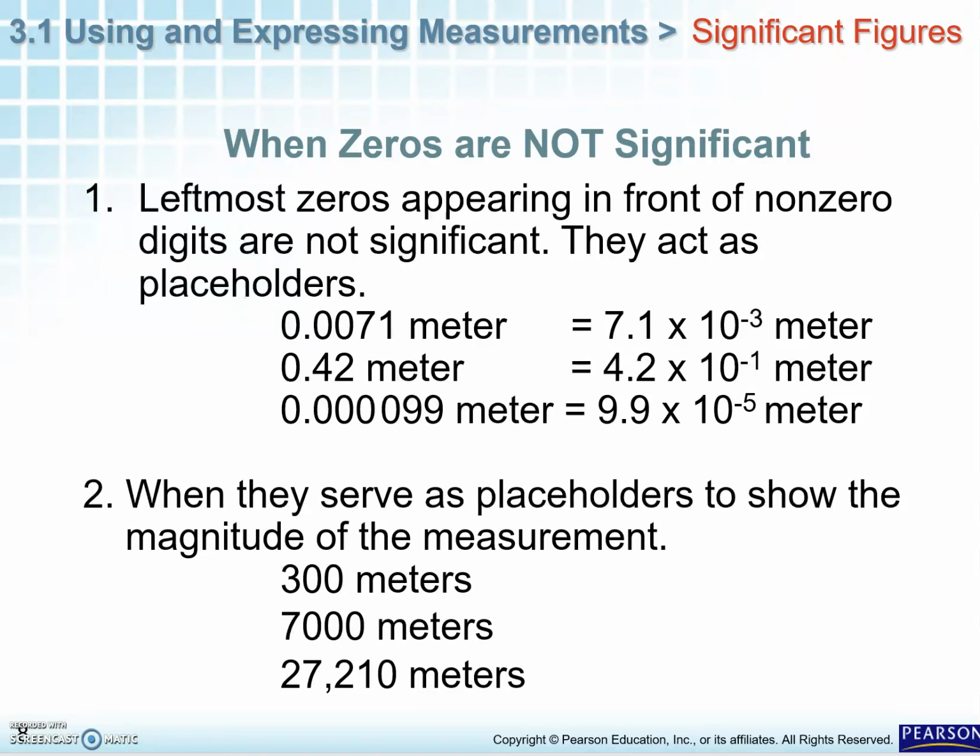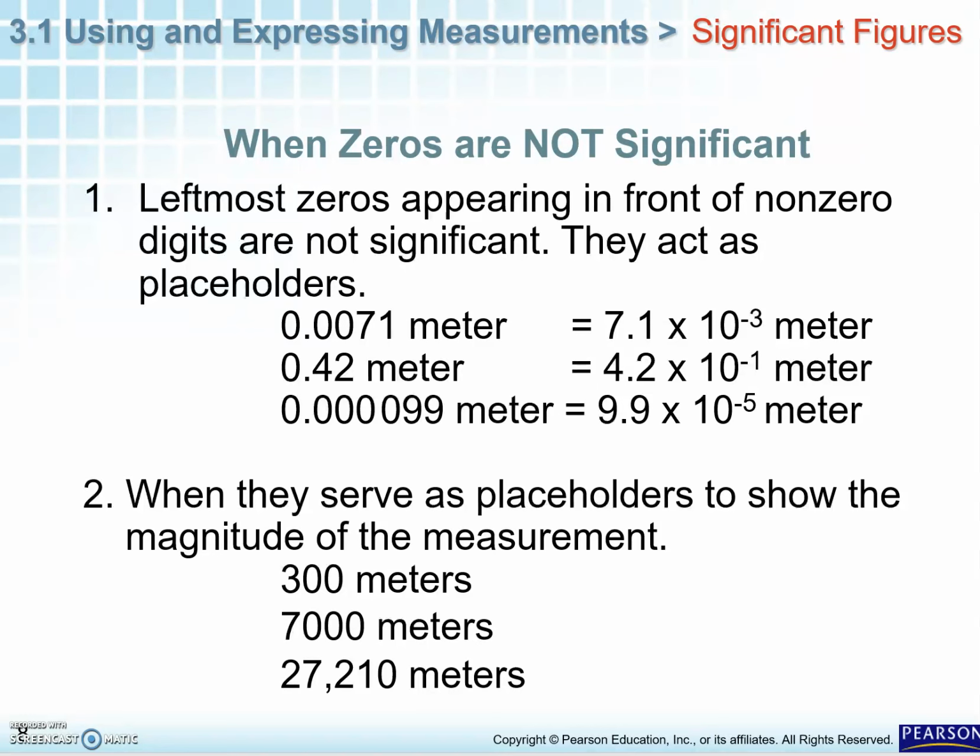It's just a placeholder. Finally, if you have 0.000099, those are all placeholder zeros. And the way that I like to check and see if they act as a placeholder is I like to put them in scientific notation. If I don't have to write them, that shows me that they are simply placeholders.